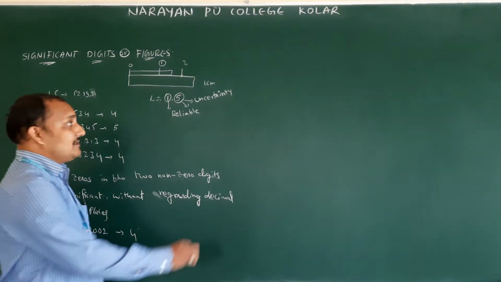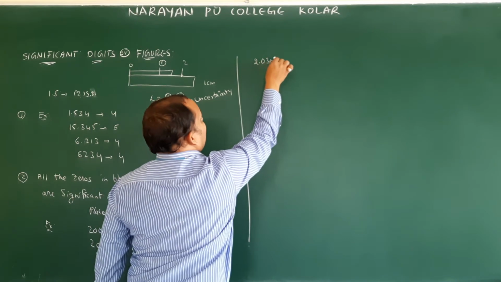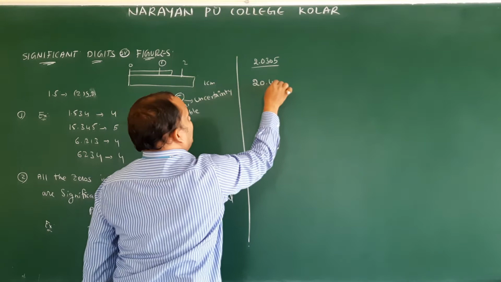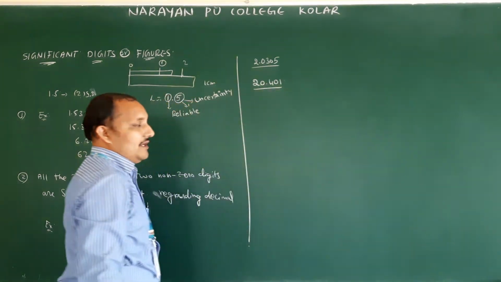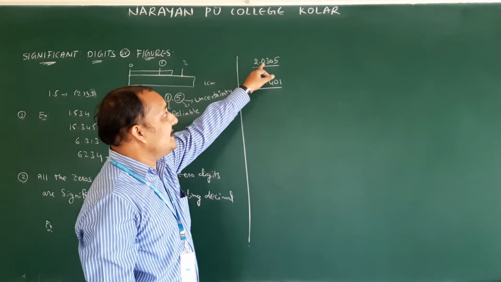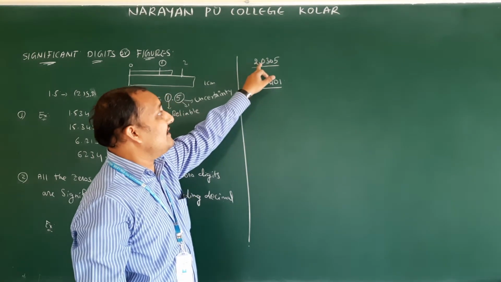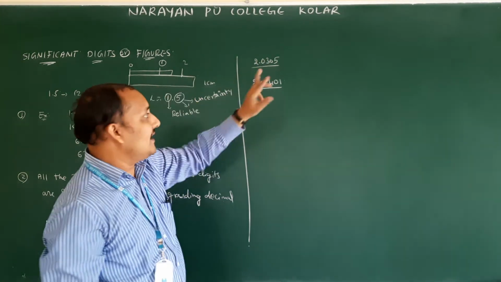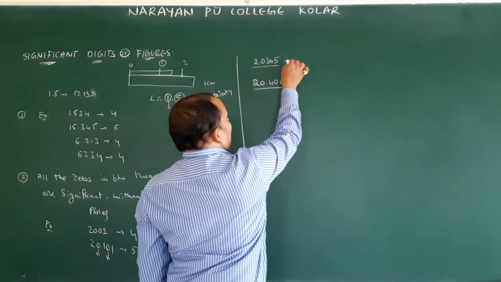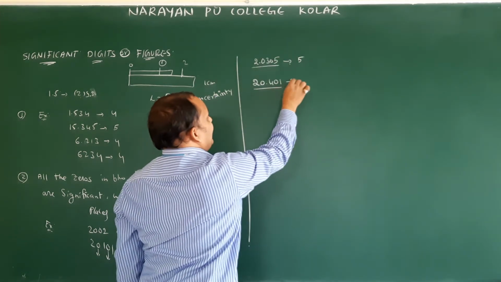Without regarding decimal place means, see, 2.0305. So 20.401. Okay. So in this, how many significant digits are there? Again, 0 is there in between 3 and 2. Even though the decimal place is there, you need not worry. This 0 also significant. This 0 also significant. Therefore, total how many significant digits are there? 1, 2, 3, 4, 5. 5 significant digits.